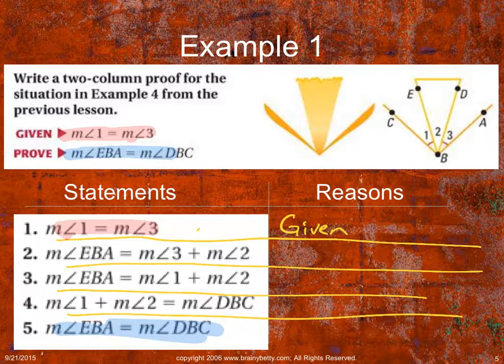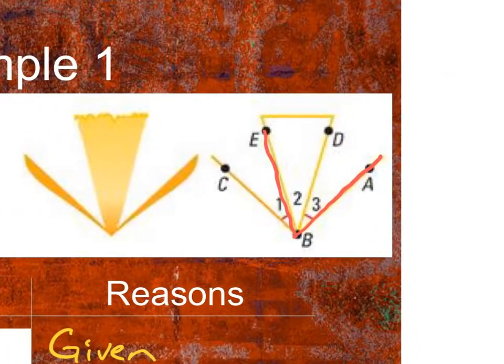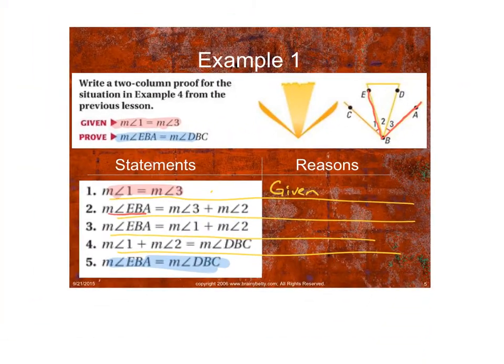Now we get to the part where we have to work. They're making a statement. Here's what they're saying. They are saying that the measure of angle EBA, let me find EBA up here, EBA. They're saying that that angle is equal to the measure of angle 3 plus the measure of angle 2. Why is that true? Is it the angle addition postulate? It is the angle addition postulate. Remember, if you look at it, there's that piece of cake right there, and it's broken into two pieces, angle 2 and angle 3. So the angle addition postulate. Nice work.